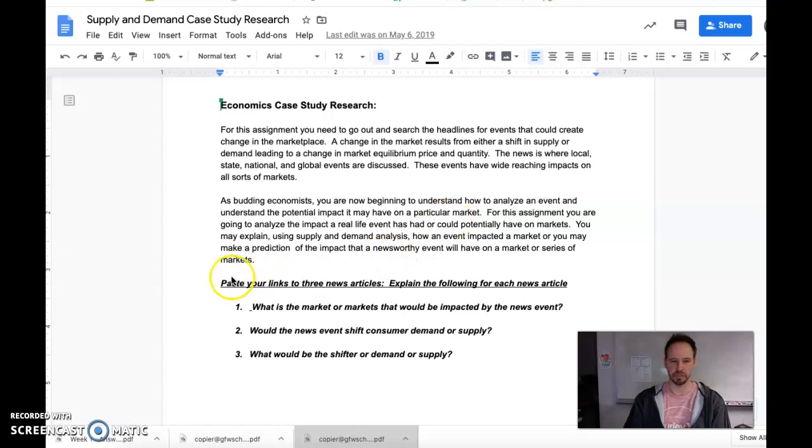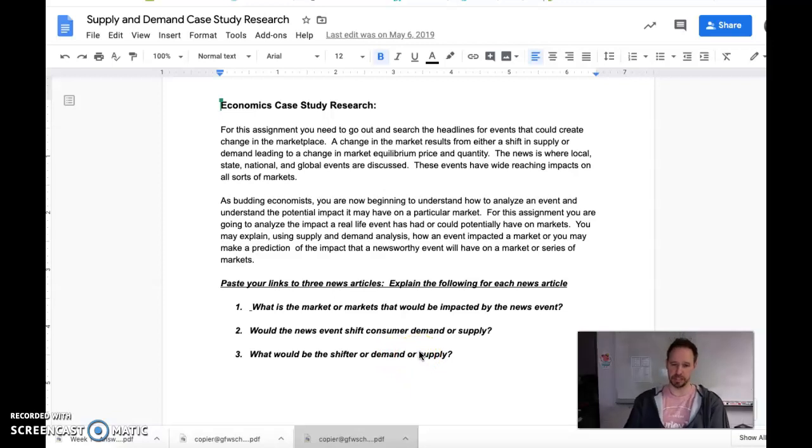To complete the research component, I'd really like to have you get this done by Wednesday. You're going to have to find and post 3 links to news articles that you believe do illustrate a change in a market. Some news event where we see consumer demand shifting one direction or the other, or the supply curve shifting one direction or the other, and then identify what shifter of demand or supply it would be. And those you should hopefully be pretty familiar with by now.